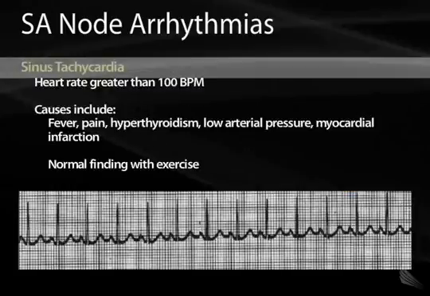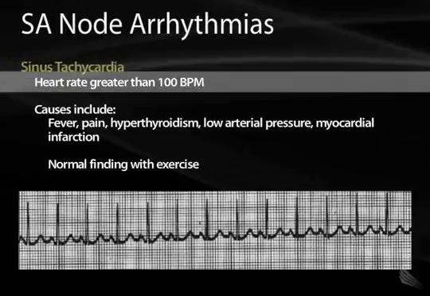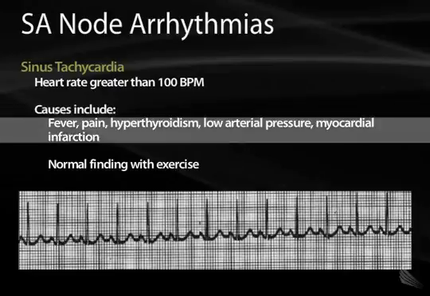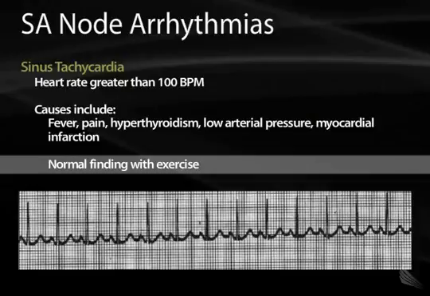Sinus tachycardia is very commonly seen. This is seen in patients that have a heart rate that is sinus because they have a P wave before every QRS complex and they have normal intervals, but the heart rate is greater than 100 beats per minute. Causes of sinus tachycardia include fever, pain, hyperthyroidism, low blood pressure, anxiety, and also exercise can lead to sinus tachycardia. Sinus tachycardia may also occur during myocardial infarction, during which time you would probably also see ST elevations and/or Q waves.